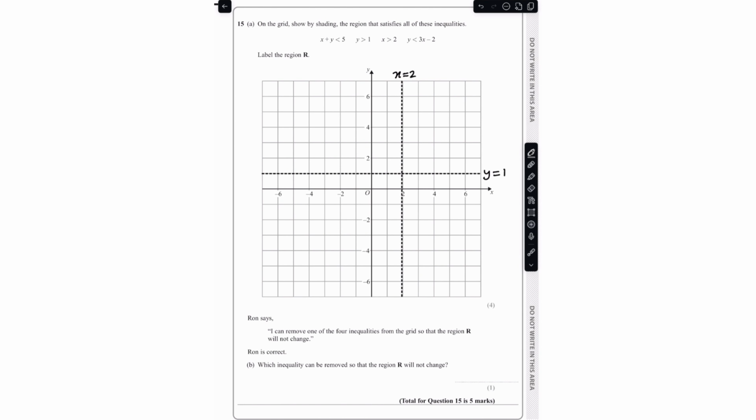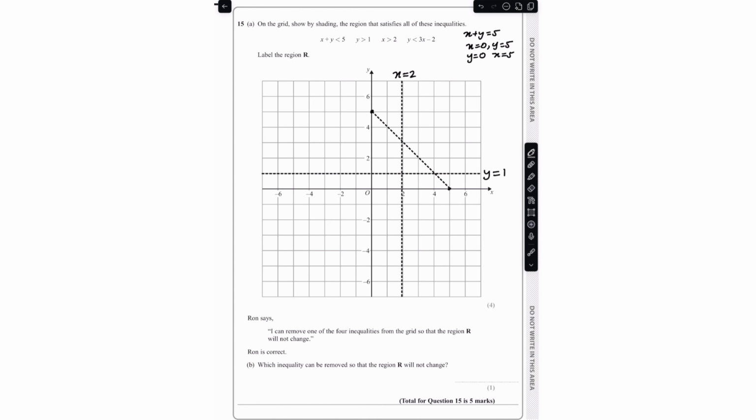And for the other inequalities, we need to find out where they cut the x and the y axis. So for x + y is less than 5, I'm going to model this as x + y equals 5, and so when x equals 0 on the y axis, y equals 5, and when y equals 0, which is on the x axis, x equals 5. So I'll now be connecting the points (0, 5) and (5, 0). So (0, 5) is right here and (5, 0) is here.